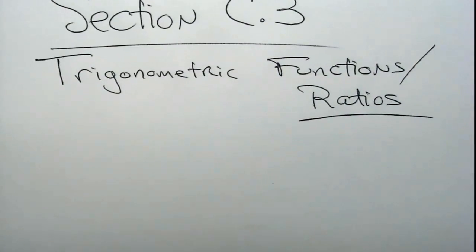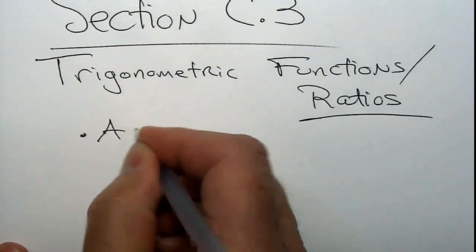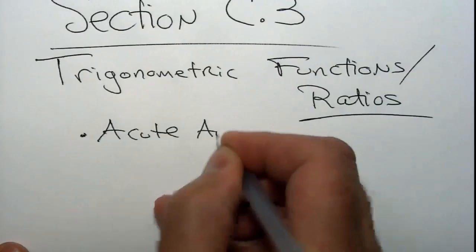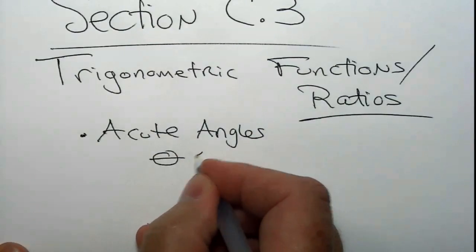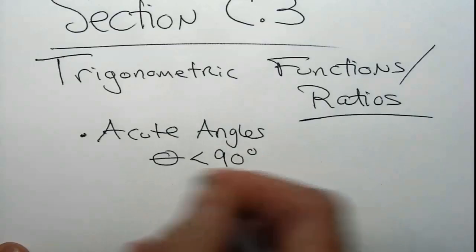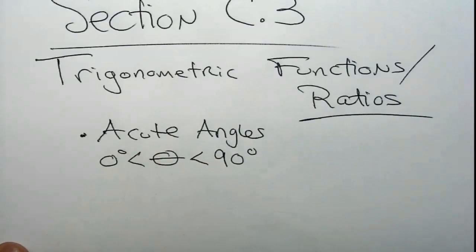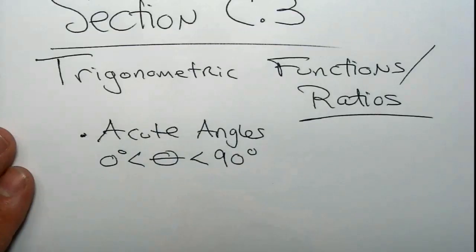And the first set of definitions are for acute angles only. Acute angles are angles that are between 0 and 90 degrees. Those are acute angles. Think of the word cute. It's small. Okay, between 0 and 90 means it'll fit inside of a right triangle.